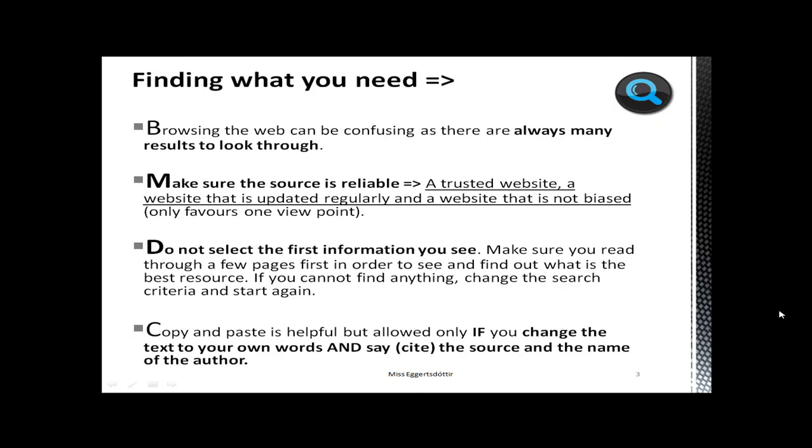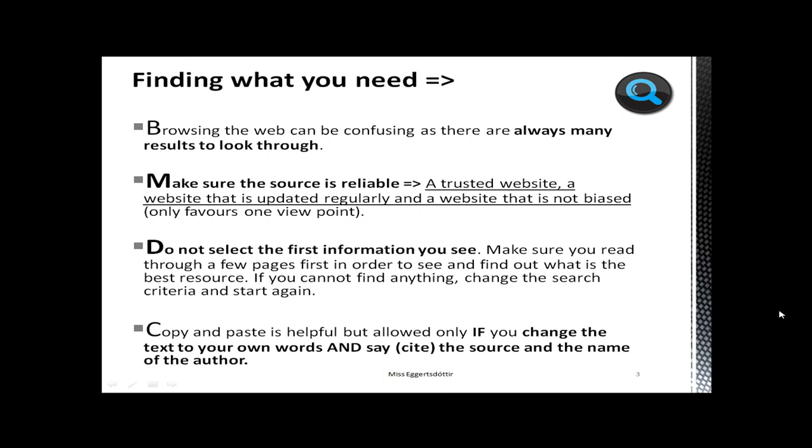Now, browsing the web can be confusing as there are always many results to look through, maybe thousands of pages. Make sure the sources are reliable. A trusted website is a website that is updated regularly, and a website that's not biased. You have to read through the text and see that it doesn't favor only one viewpoint. Do not select the first information you see. Make sure you read through a few pages in order to find out what is the best resource.